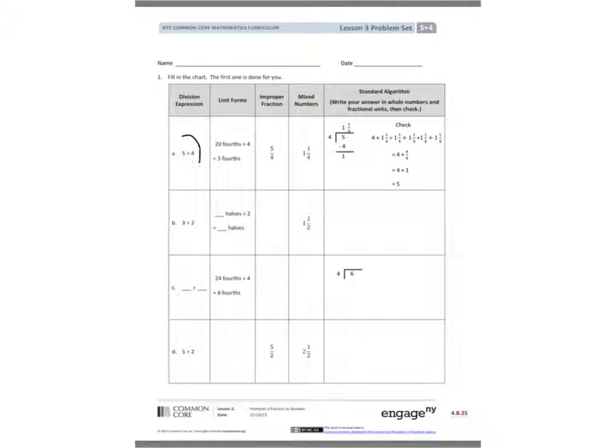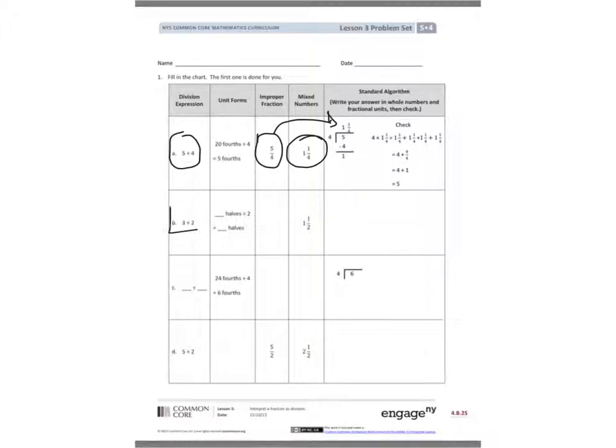In A, we worked on how 5 divided by 4 is really a fraction, 5 divided by 4. And last module, when we had an improper fraction, we made it into a division problem and then turned it into a mixed number. We are going to do that for B. So let's go ahead and look at B.